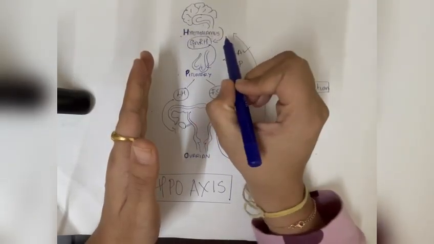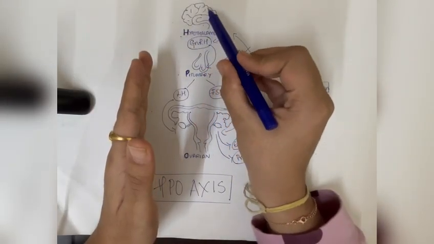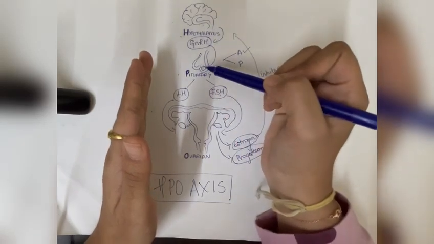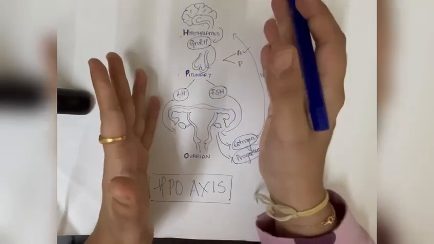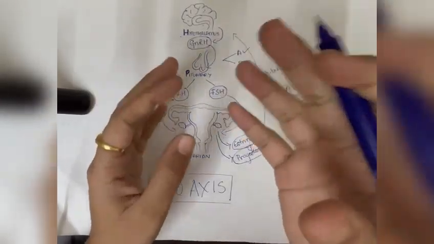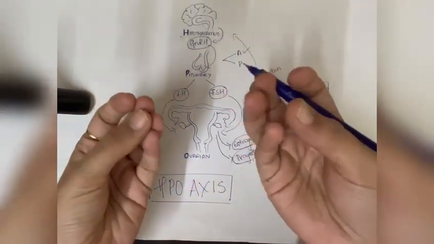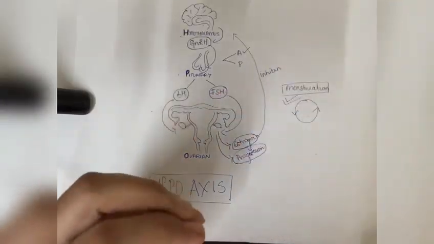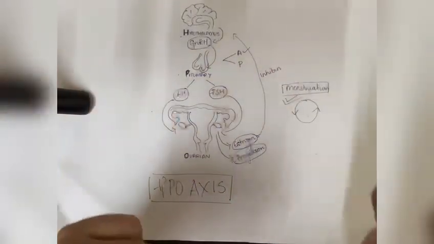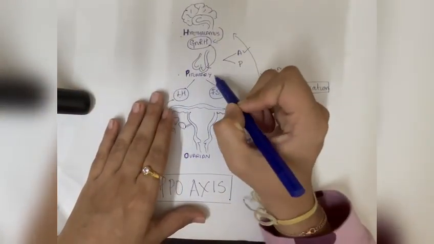So what is hypothalamus? The hypothalamus is a small part in the brain which is responsible for many crucial events that are taking place in our body. The most important one, or the most familiar one for us, is the regulation of body temperature. Along with this, it plays a very important role in menstruation. Always remember that.